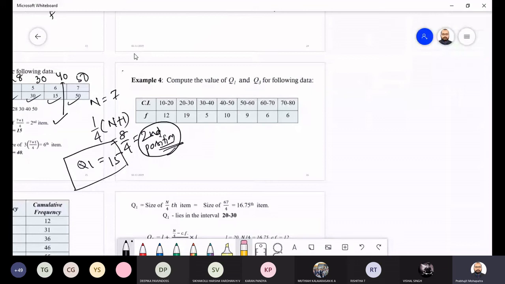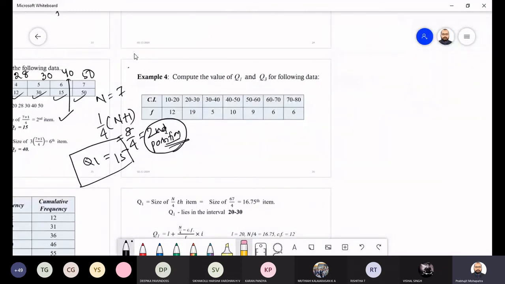Similarly, we'll go for the continuous data. So here the continuous data is there. The classes 10 to 20, 20 to 30 are already there. So now what you have to do? First, what we have to do? How to know where your Q1 is lying? Here you are having the frequency type. Now the frequency is given. How will you know where Q1 is lying, where Q3 is lying?